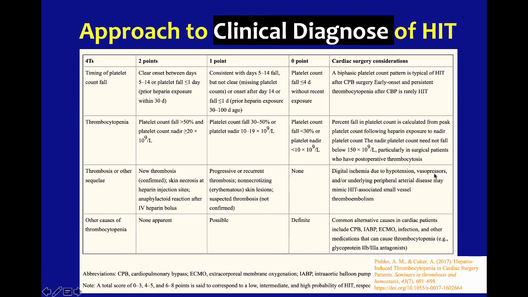And they have actually a point system here. For the timing, you'd get 2 points if you had a clear onset between days 5 and 14. That's the typical platelet fall in patients that have HIT.